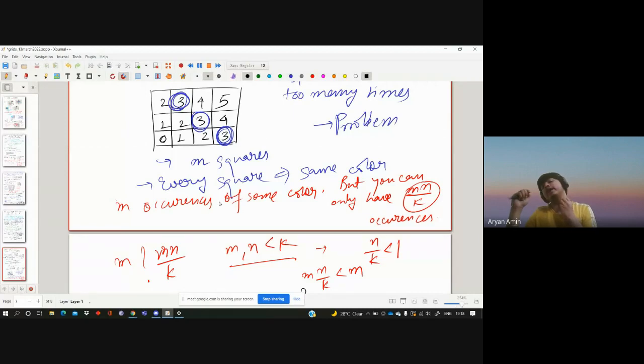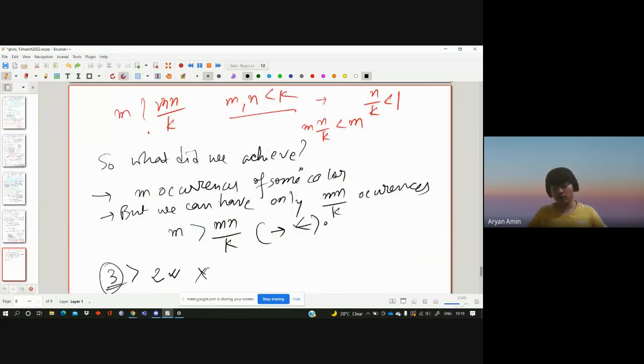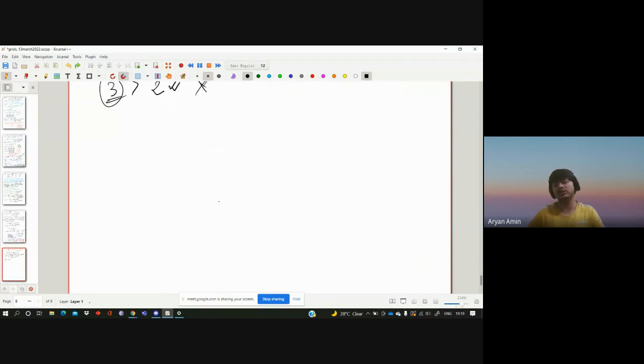But you already know that you can have at most mn/k occurrences of that color. Actually, the color is also m, because you have the color at this square, which is just 0 plus m. So you have m occurrences of some color. The color is basically m mod k, but you can have only mn/k. So we understood that m was greater than mn/k, so we have more occurrences of a color than we could possibly have. So that is bad, and this concludes the problem.